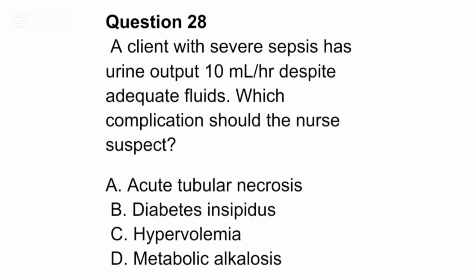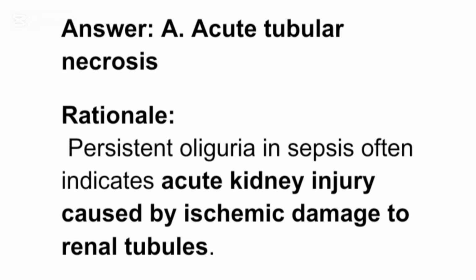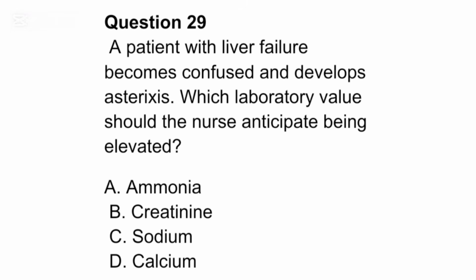Question 28. A client with severe sepsis has urine output 10 milliliters per hour despite adequate fluids. Which complication should the nurse suspect? A. Acute tubular necrosis, B. Diabetes insipidus, C. Hypervolemia, D. Metabolic alkalosis. Answer: A. Acute tubular necrosis. Rationale: persistent oliguria in sepsis often indicates acute kidney injury caused by ischemic damage to renal tubules.